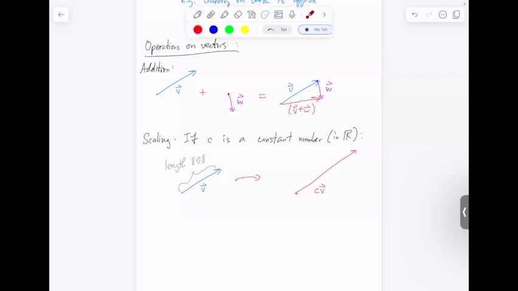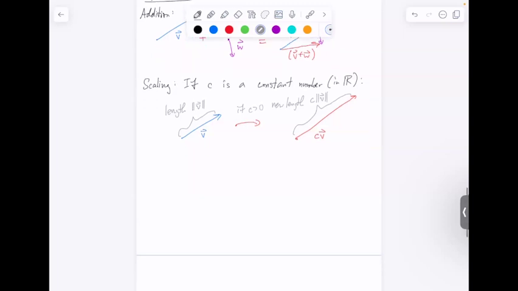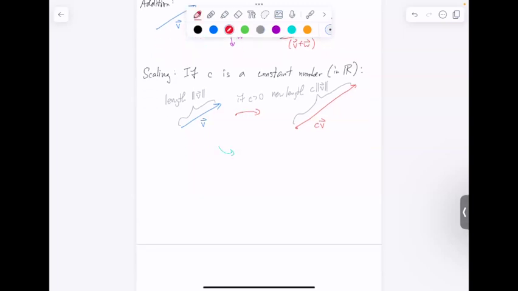Let's say I have a vector v with some length here. Then the new vector cv is the vector pointing in the same direction as v, but it has a length given by the absolute value of c times the length of v. Well, I should probably specify. If c is greater than 0, it has new length c times the length of v. If c is negative, it's the vector given by reversing the direction of the arrow. So instead of pointing in this direction, you're now going the opposite direction. And this arrow has length absolute value of c times v, but it points opposite to v.